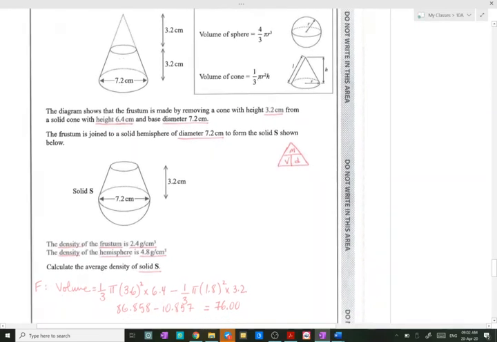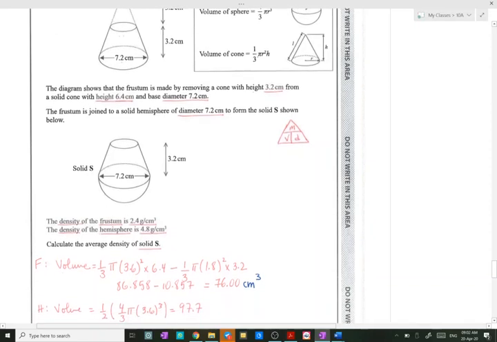We find the volume by using the formula, which is 1 over 3 pi r squared times h, and the answer is going to be 76.00. Now, this is a calculator paper, so you don't have to worry about all these numbers. The only thing that you have to pay attention to is how to plug in the numbers on the calculator in order to get the right answer. And be careful that the volume is centimeters cubed.